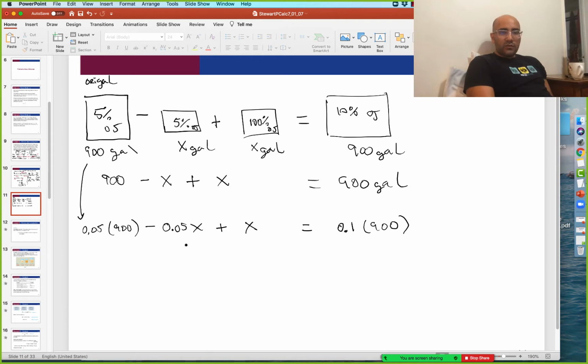Good. Combining these two like terms, we can simplify this to be 45, negative 0.05 plus 1 is going to give you positive 0.95x. If this is 5%, there's kind of an invisible 1 here, so this is like 100%. So 5%, 100%, subtract them to get positive 95%, equals 90. Good. So subtract 45 from both sides.